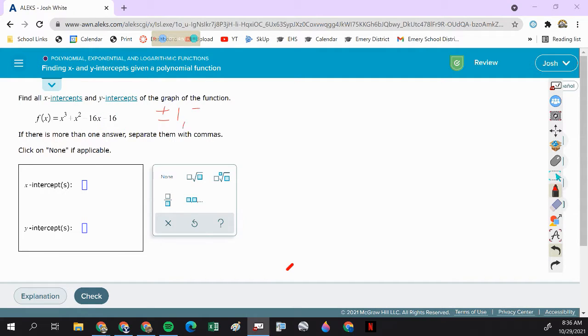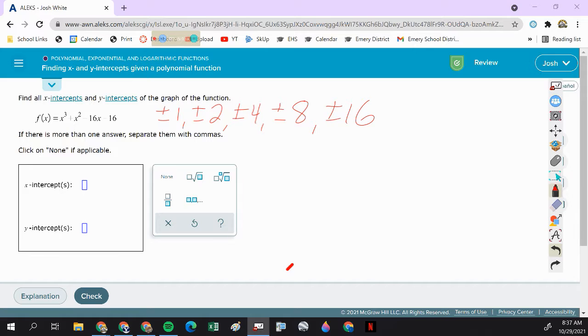Plus or minus 1, plus or minus 2, plus or minus 4, plus or minus 8, and plus or minus 16. So up to 3 of those can be correct. And we're going to test using synthetic division. What is the easiest one to test? 1. How do you test 1?